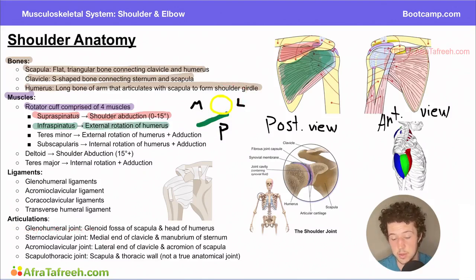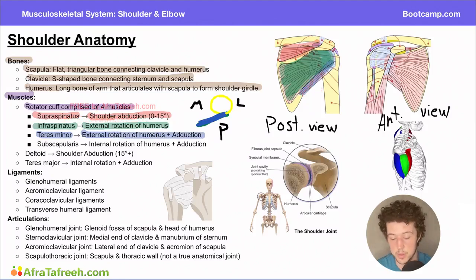So the teres minor will have a similar action because of its similar position. It will originate on the lateral border of the scapula, and then it will insert onto the inferior facet of the greater tubercle. So because of that similar positioning of it being posterior to the humerus, it will contribute to external rotation in addition to adduction, because it will want to bring that humerus closer to the body.